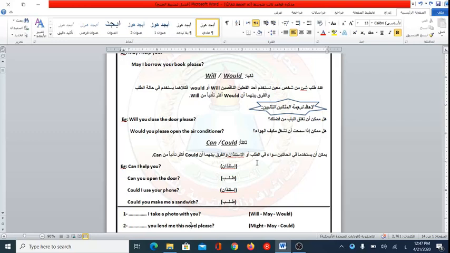تمام. طب هفرق ازاي؟ طبعا عرفنا الفرق ما بين الاتنين. في الاستئذان بنستخدم بعد الفعل الناقص الضمير I، وفي الطلب بنستخدم بعد الفعل الناقص الضمير you. Can I help you? هذا استئذان لأن أتى بعدها الضمير I. Can you open the door؟ هنا طلب لأن احنا استخدمنا الضمير you. Could I use your phone؟ استئذان. Could you make me a sandwich؟ طلب. Okay.